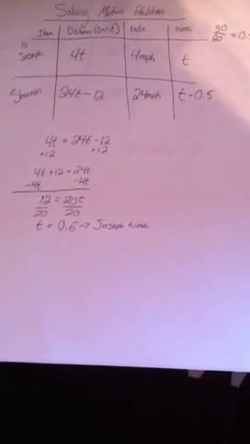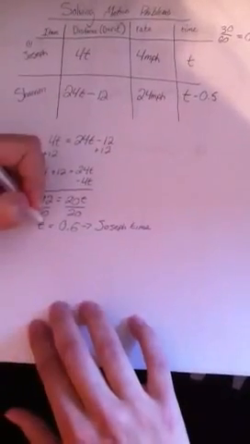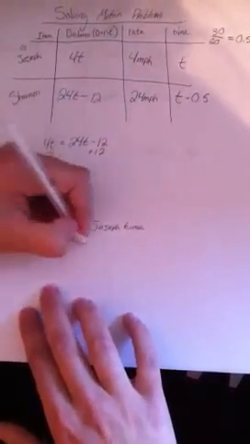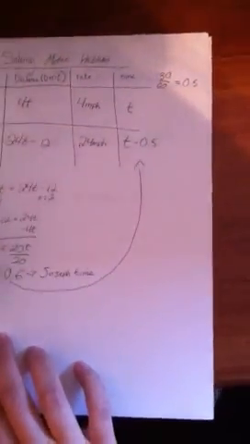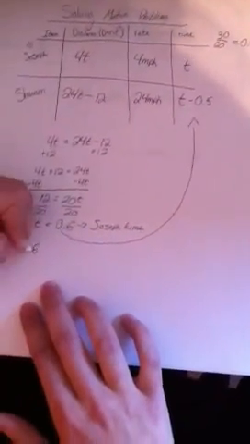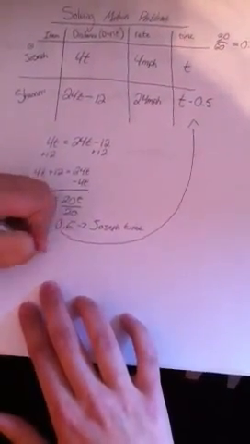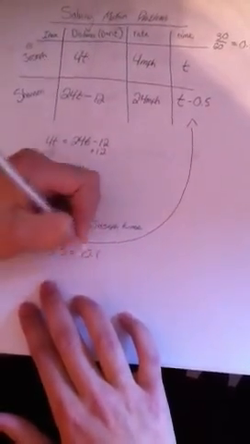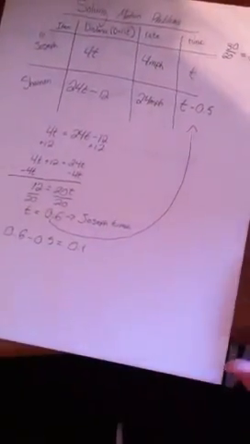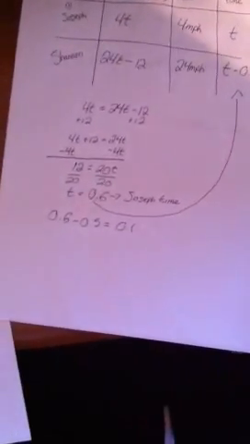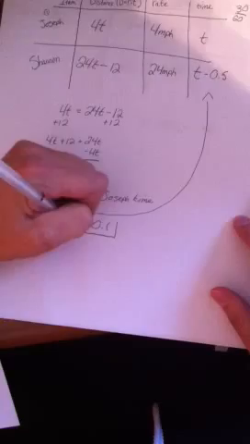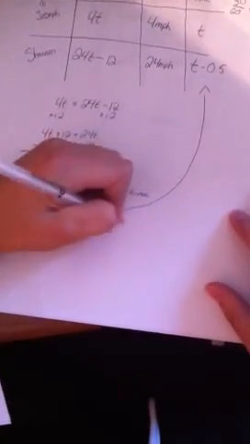In order to get Shannon's time, we're going to plug t, which is Joseph's time, 0.6, into her equation for time. So it's going to be 0.6 minus 0.5, which is equal to 0.1, which is the answer for A, how long does it take Shannon to catch up to Joseph? So that is Shannon's time for A.